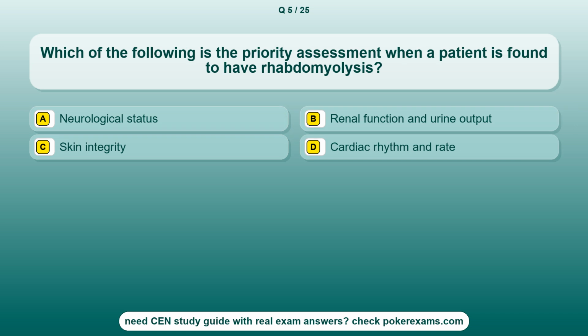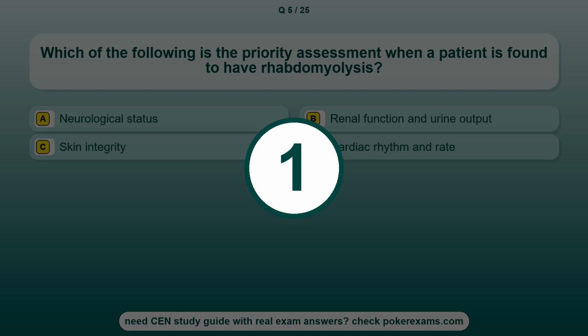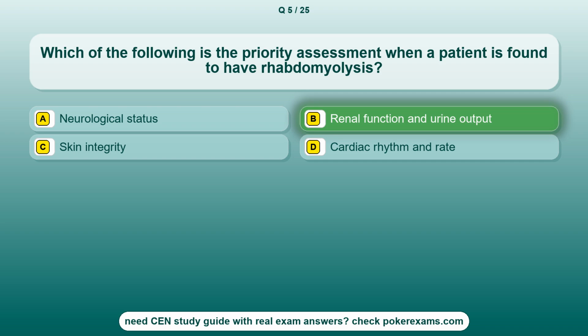Question 5. Which of the following is the priority assessment when a patient is found to have rhabdomyolysis? Option A, neurological status. Option B, renal function and urine output. Option C, skin integrity. Option D, cardiac rhythm and rate. The correct answer is option B, renal function and urine output.